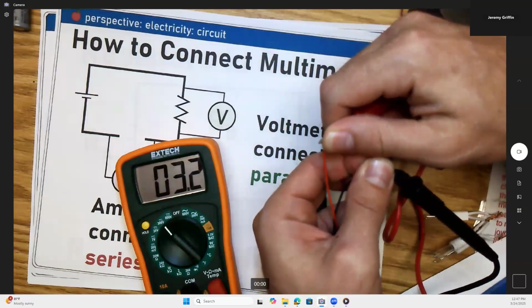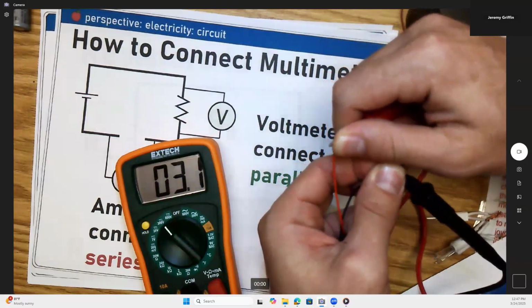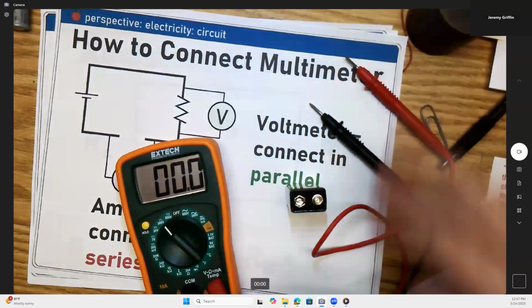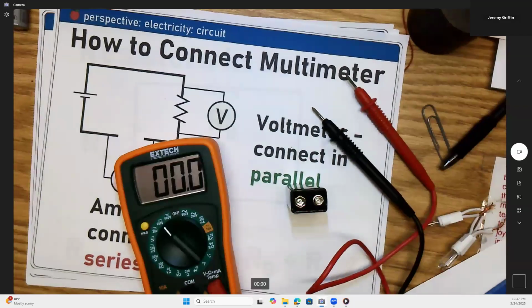Showing like 3.2. All right, that's pretty close. So with voltage, you can get a little leeway. If it's plus or minus a couple of volts, that's okay. How about if I want to measure current?